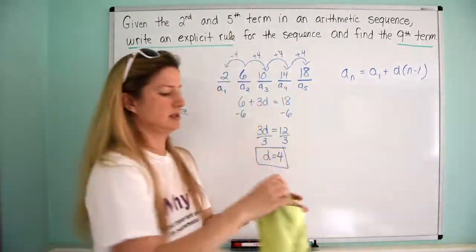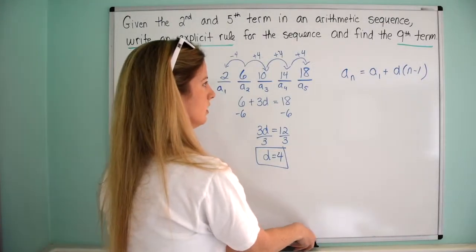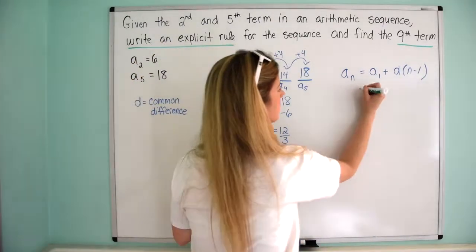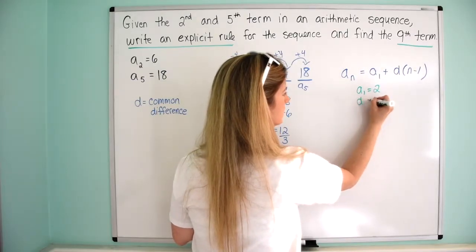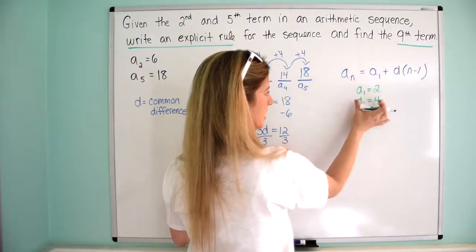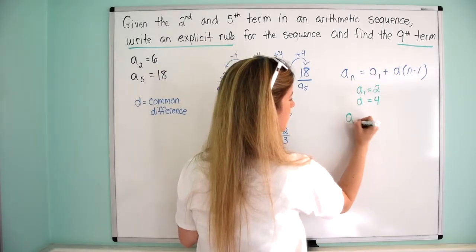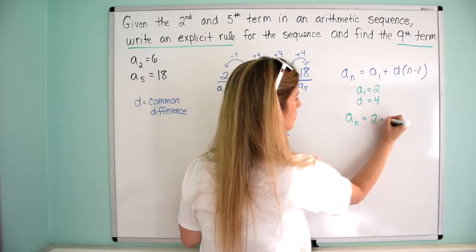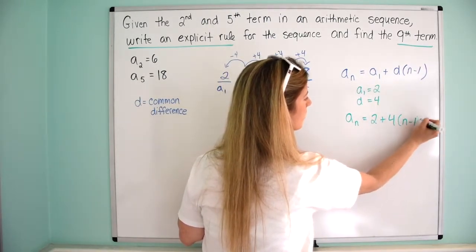Okay, so here's our formula for the explicit rule. We know that a sub 1 equals 2, the first term is 2, and d is 4. So then we just plug it in. We plug this in for d, we plug this in for a sub 1. So a sub n equals 2 plus 4 times n minus 1.